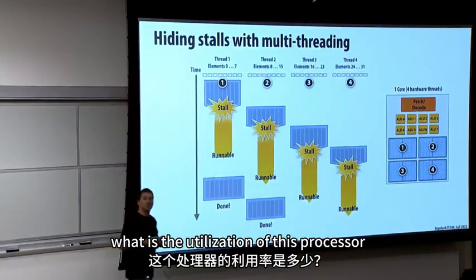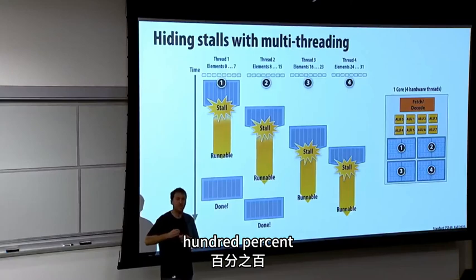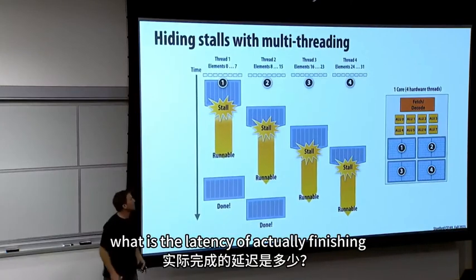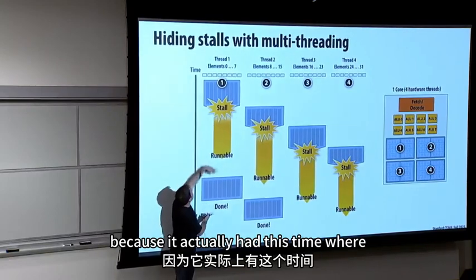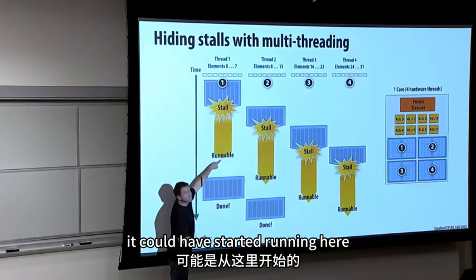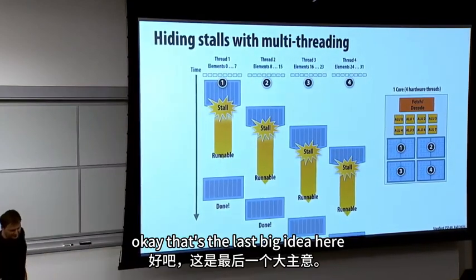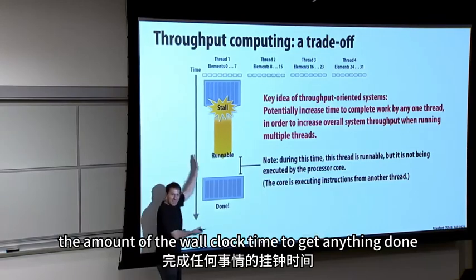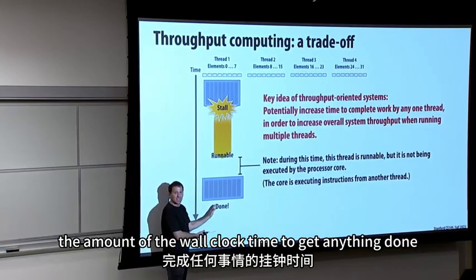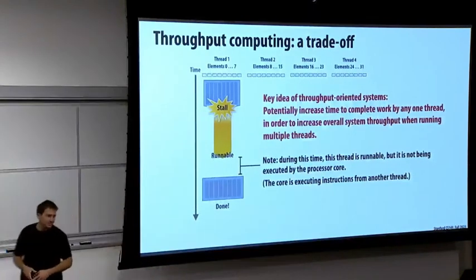What is the utilization of this processor? 100%. What is the latency of actually finishing any one thread? It's actually longer, because it had this time where it could have started running here, but it actually runs here. Okay? That's the last big idea here. We're actually slowing down the wall clock time to get any one thing done in order to get everything done quicker, because we're running at 100%.